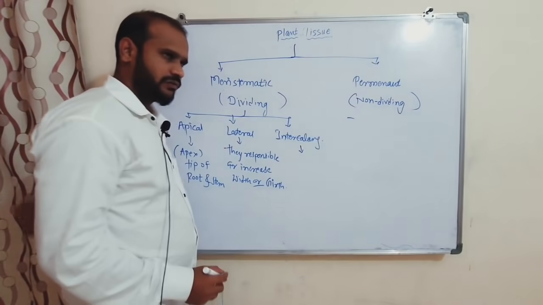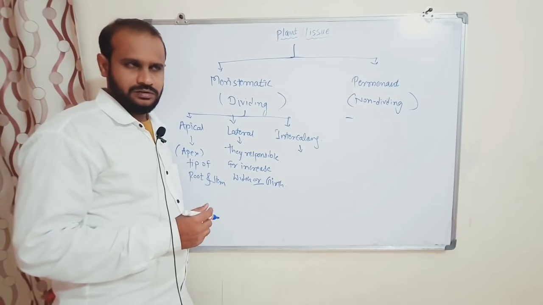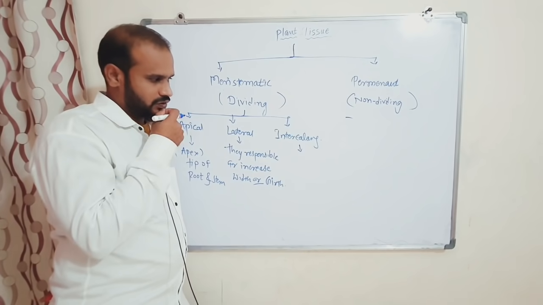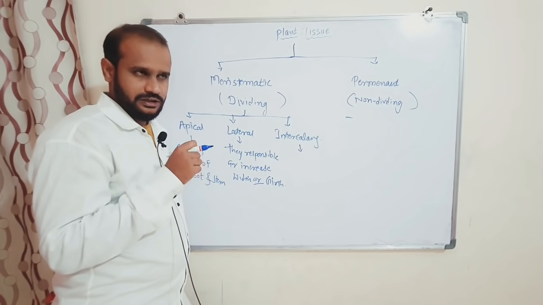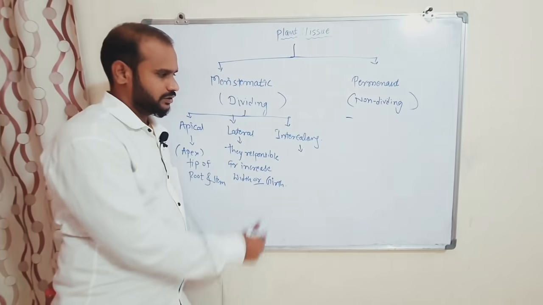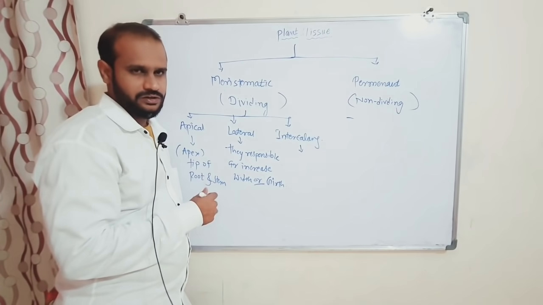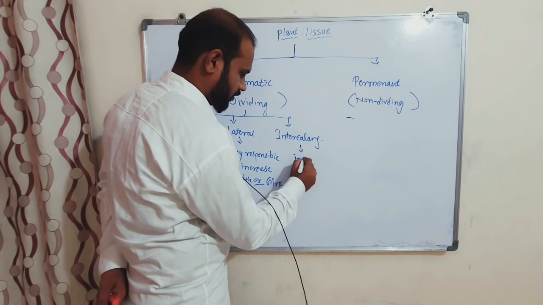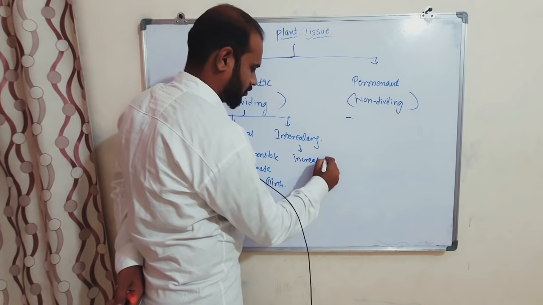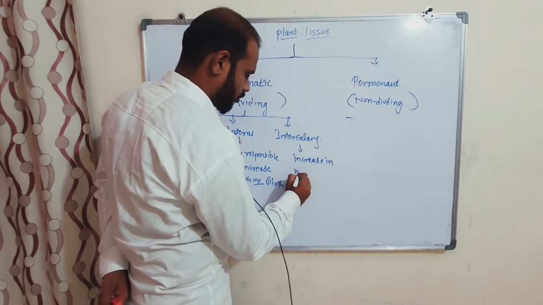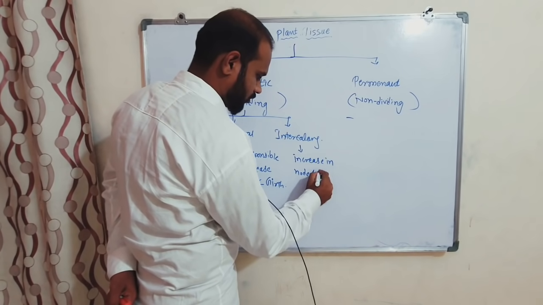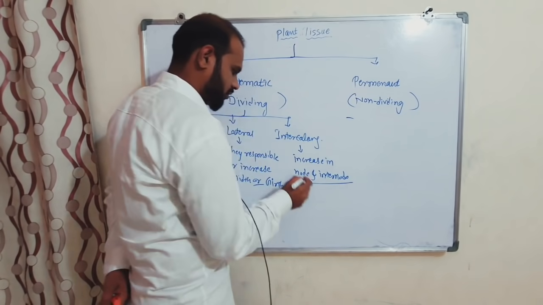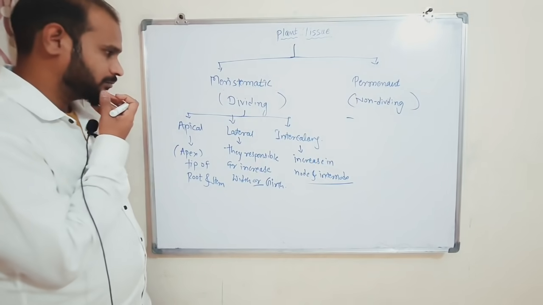Intercalary is responsible for further increase in the length. You can see in sugarcane there are nodes and internodes. The increase in the length of nodes and internodes, the intercalary meristematic tissue is responsible for that. So for the increase in node and internode, who is responsible? That is intercalary meristem.